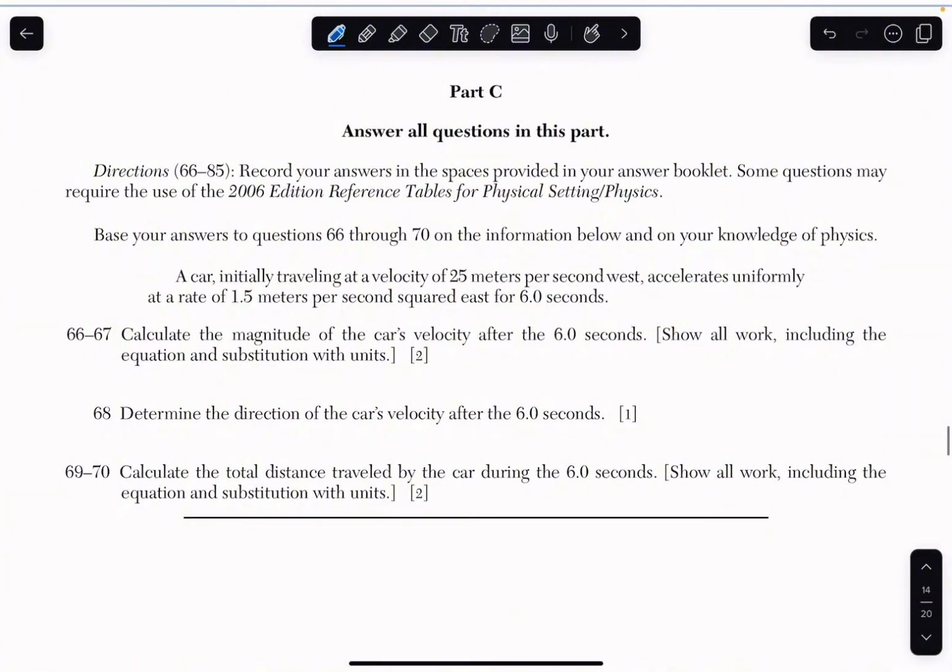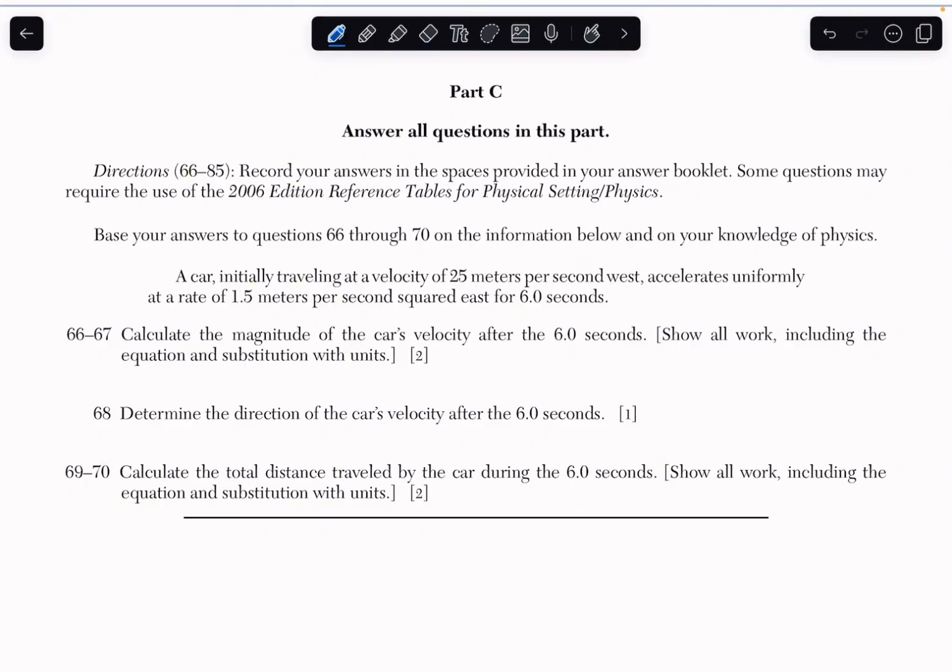So now we're on to part C. Base your answers to questions 66 through 70 on the information below. A car initially traveling at a velocity of 25 meters per second accelerates uniformly at a rate of 1.5 meters per second squared east for 6 seconds. Calculate the magnitude of the car's velocity after 6 seconds.